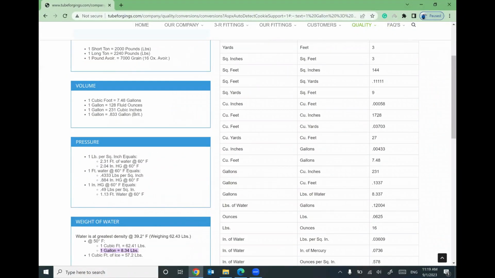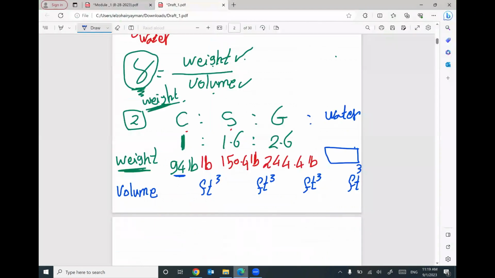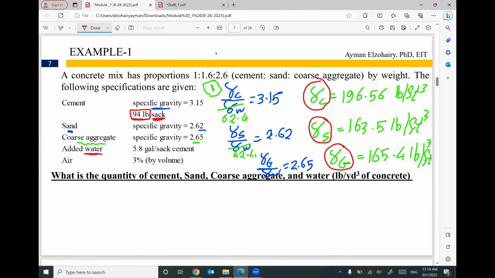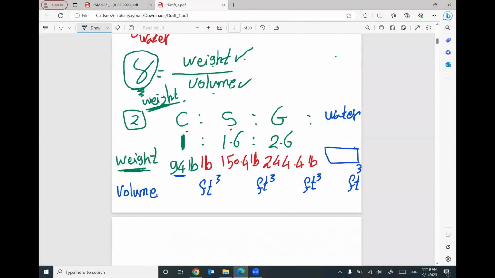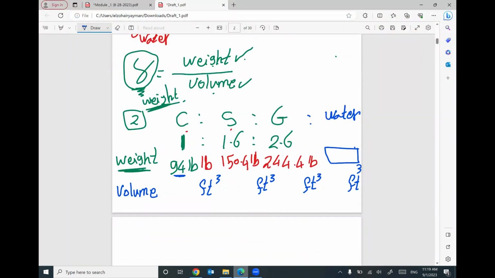So right now, 1 gallon equals 8.34 pounds. How many gallons do we have for this mix? Based on the given information, 5.8. So I will multiply 5.8 times 8.34. That means I am going to use 48.3 pounds of water in this concrete mix if you are using one sack of cement.